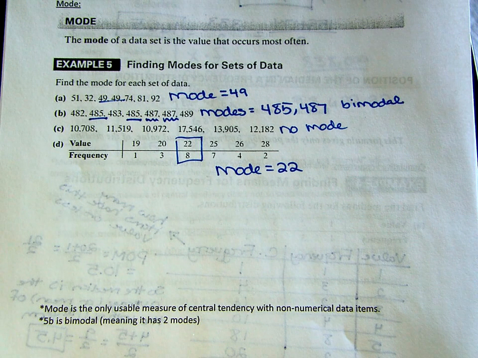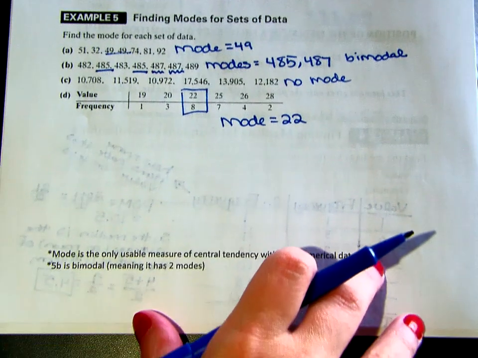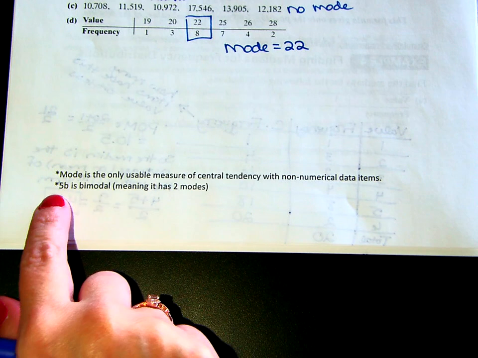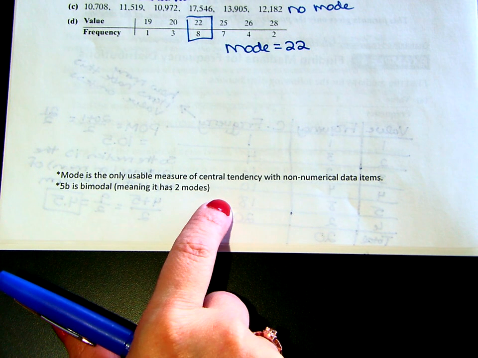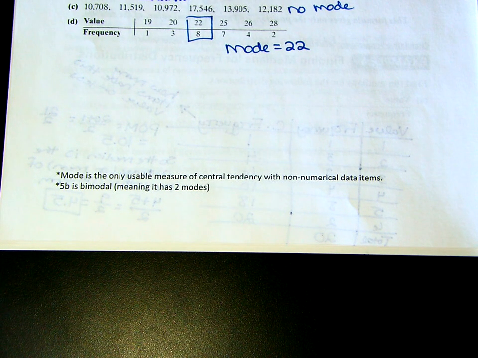There's 2 additional notes at the bottom. One of them I've already addressed, and that is that 5B is bimodal, meaning it has 2 modes. The other one is that mode is the only usable measure of central tendency with non-numerical data items. I do not have to have numbers to figure out mode. I could list everybody's favorite color, and I could tell you the mode of it, because I could look for which color shows up the most. What's everybody's favorite pizza topping? I could do that with mode. For mean and median, I have to have numbers. I would have to assign numbers to your favorite color in order to figure out anything about it. But mode, I don't have to have numbers at all.